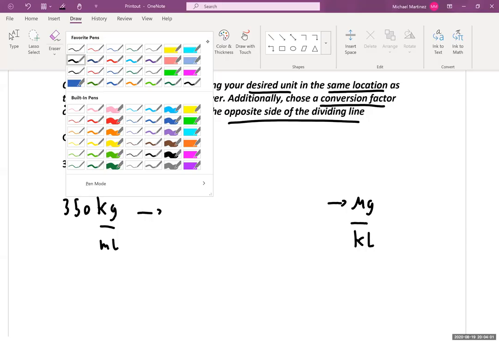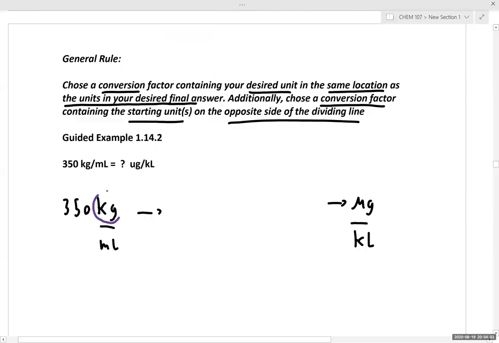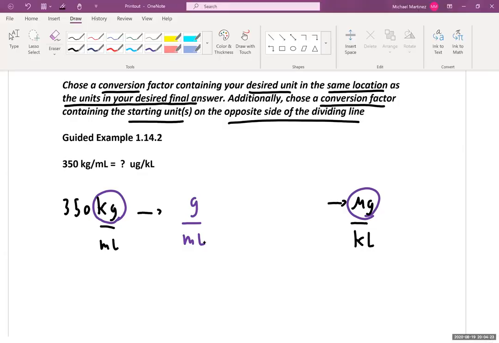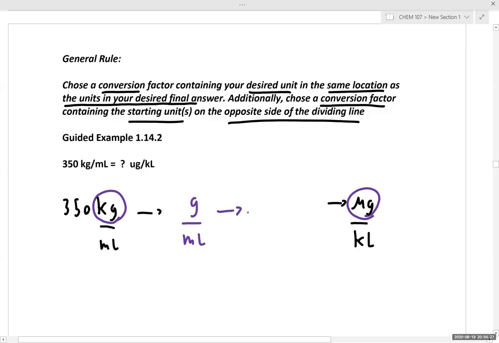So first things first, looking on the top, I have kilograms. I want to get to micrograms. What is my stepping stone? What intermediate unit gets me from kilograms to micrograms? Grams. So I'm going to go to units of gram per mil. Wonderful. And then once I'm at gram per mil, I'm going to go to microgram per mil.